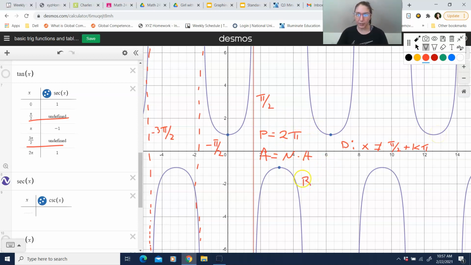Range, here's where it gets interesting. Well, I go all the way down to negative infinity, right? But I have a gap between here and here, right? So this is negative 1. This is positive 1, right? There's a gap between negative 1 and positive 1. Isn't it interesting that cosine only exists between negative 1 and positive 1? Interesting.